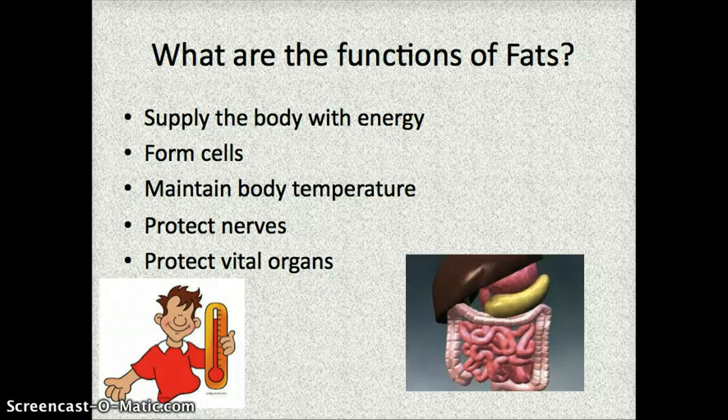What are the functions of fats? I already said that they supply the body with energy. They also will form cells in the body. They help maintain the body's temperature. Without enough fat, you will have a hard time keeping your temperature constant and as high as it needs to be. Fats also help protect the various nerves of your body and your vital organs. And without enough fat around your vital organs, you can have a lot more injuries than you would otherwise have.